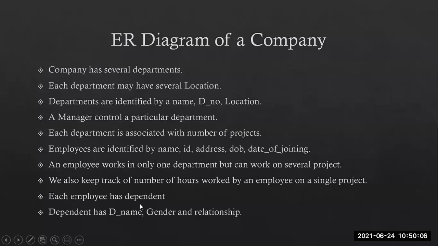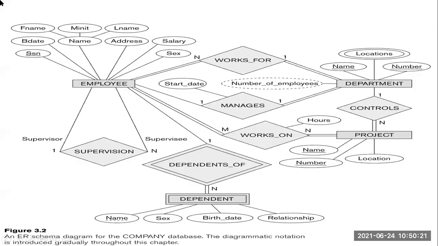Each employee has dependents for the purpose of insurance in the future. A dependent has a name, gender and relationship. So this is the basic concept for your ER diagram. Along with this, we are supposed to create the entire diagram here.